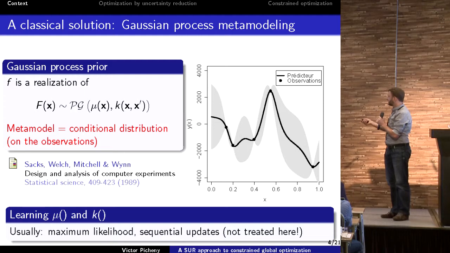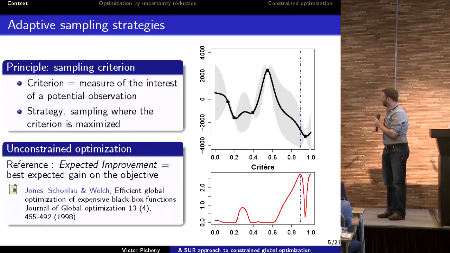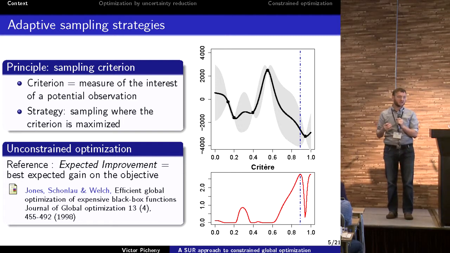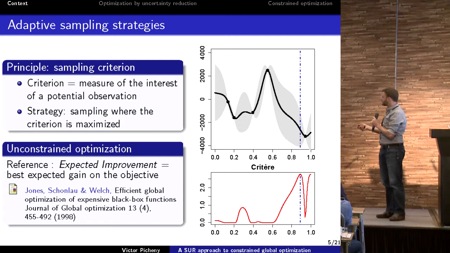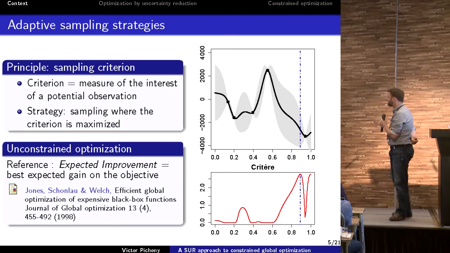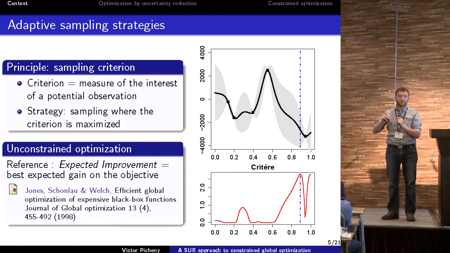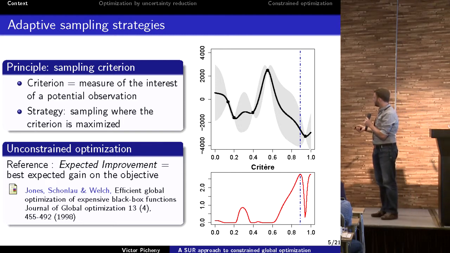What I'm interested in is how to use this information to add experiments wisely. That's the topic of adaptive sampling strategies. Since you have a very expensive black box model, you can spend a lot of time choosing how you're going to sample it. So the principle is to have a sampling criterion. Say your metamodel helps you tell if an observation is potentially interesting or not.